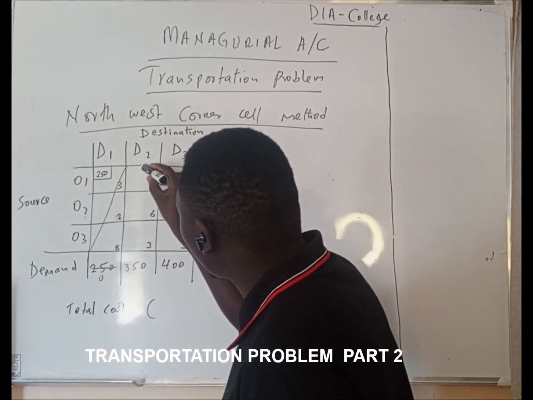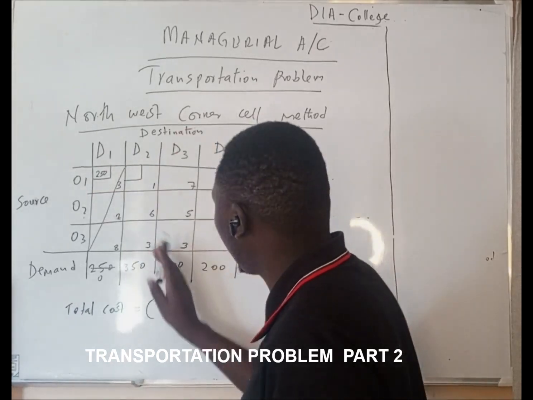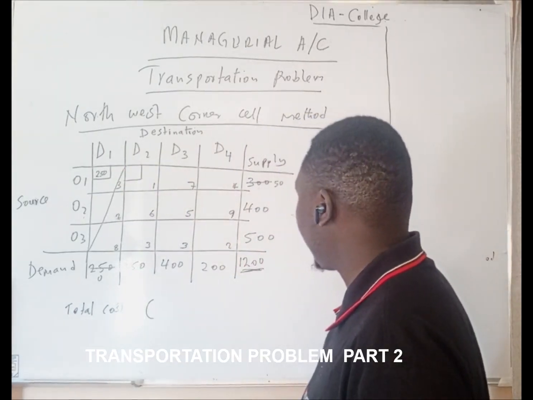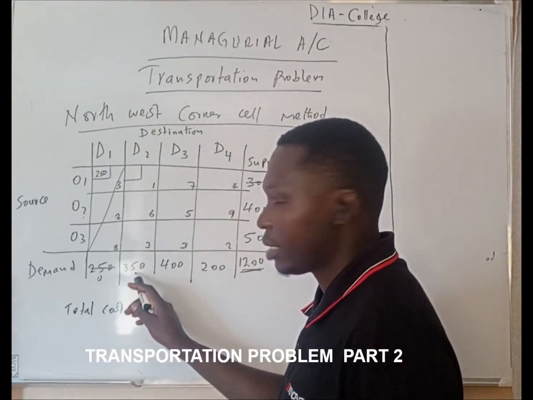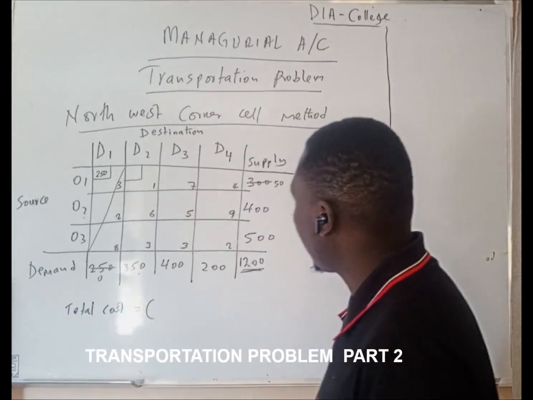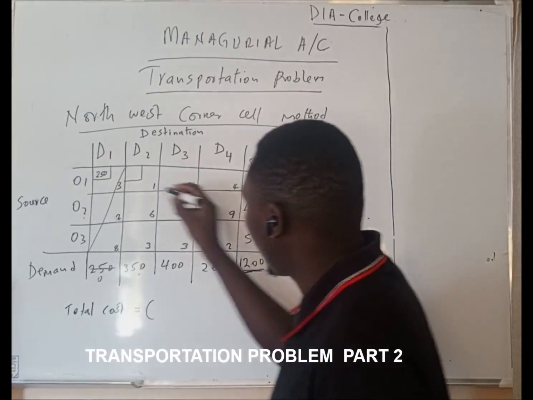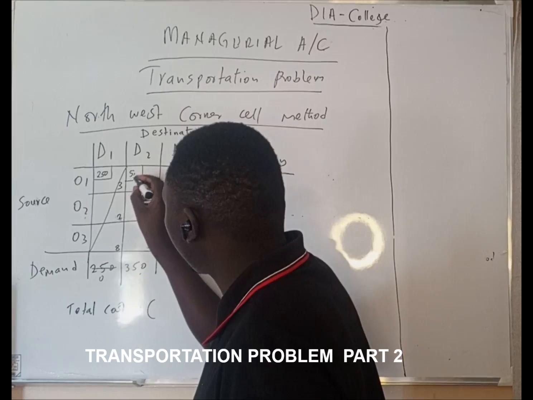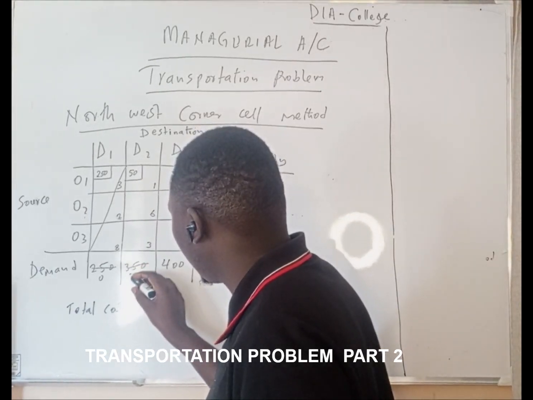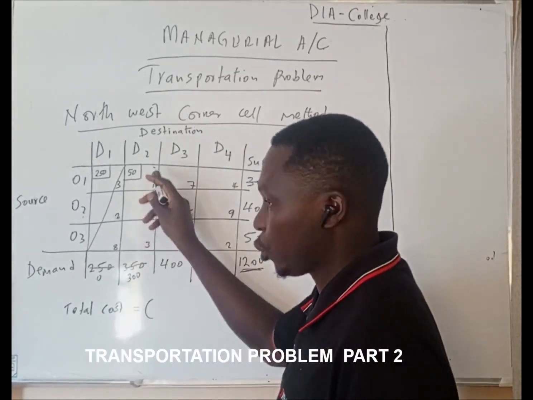You can see that we are still following the most northwest corner. If you put your compass here, this cell here is our most northwest corner. So let's look at the demand. The demand here is 350. So how much do we have in the supply? We have 50. So you can allocate the 50 that we have, all right? Then it means here we still need 300 to be able to serve the demand destination 2.